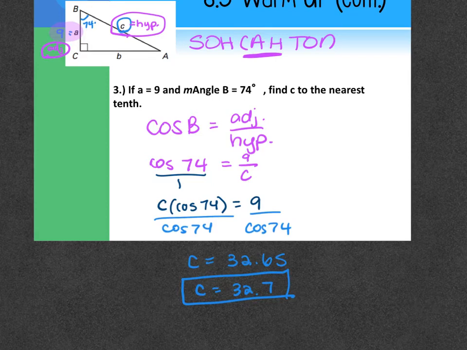Questions on 1, 2, or 3? So we're going to finish the notes, and then 4 will be done tomorrow, because that's the stuff we didn't get to.